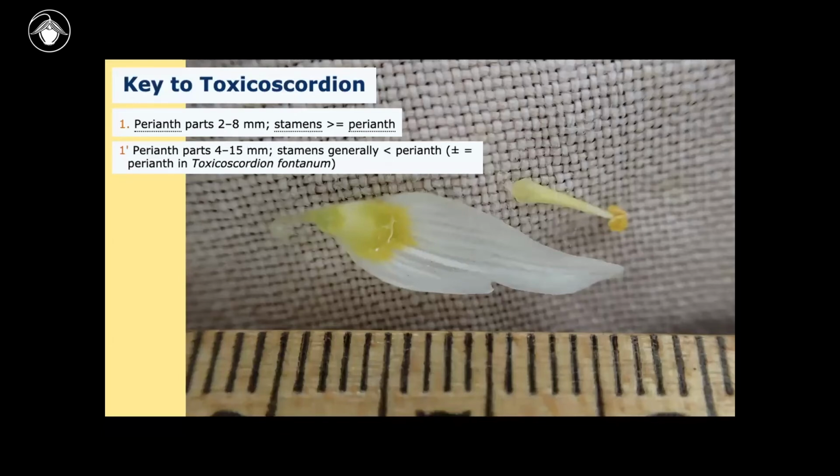Key to the species of Toxicoscordion. Perianth parts 2 to 8 millimeters, stamens longer than or equal to the perianth. Or perianth parts 4 to 15 millimeters, stamens generally less than the perianth, more or less equal to perianth, and Toxicoscordion fontanum. So the stamen is much shorter than the perianth parts, and we are approaching 15 millimeters in length.